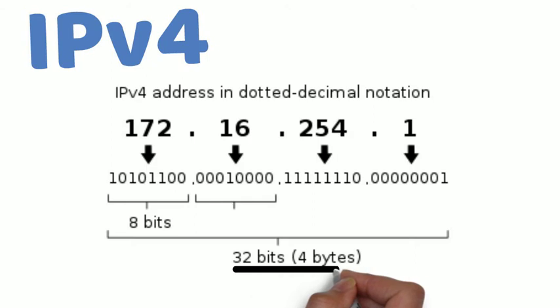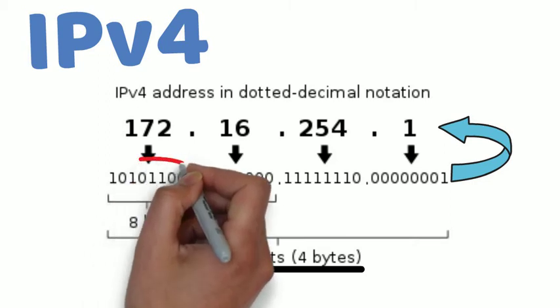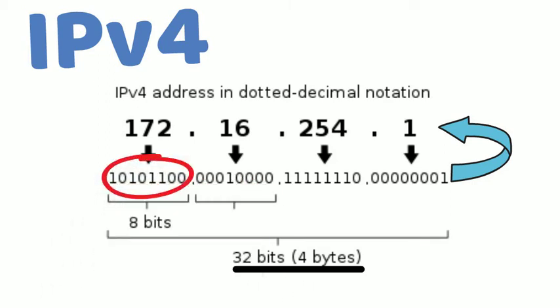IPv4 uses 32 binary bits to create a single unique address on the network. An IPv4 address is expressed by 4 numbers separated by dots. Each number is the decimal, base 10, representation for an 8-digit binary, base 2, number, also called an octet. For example, 172.16.254.1.